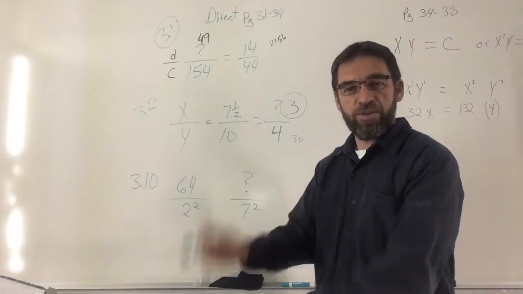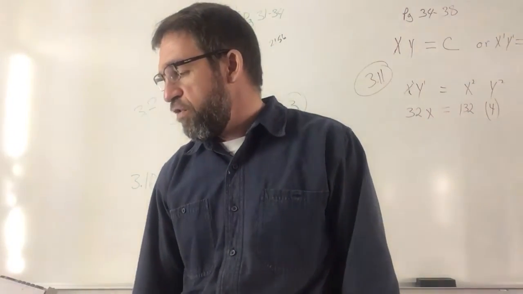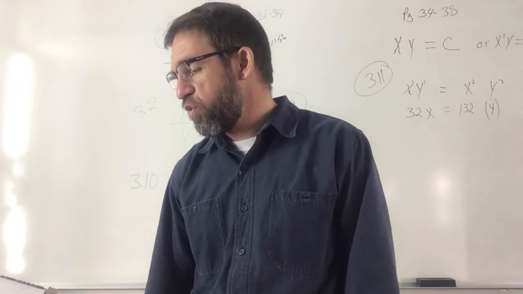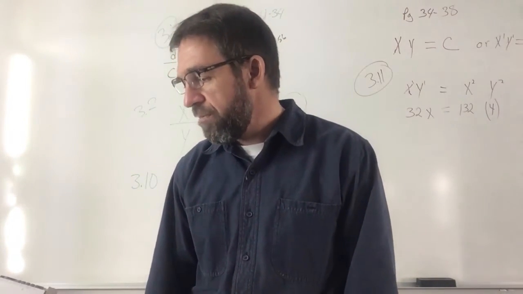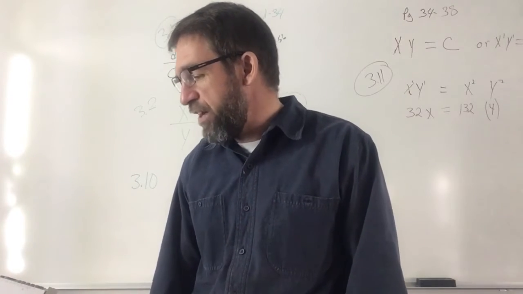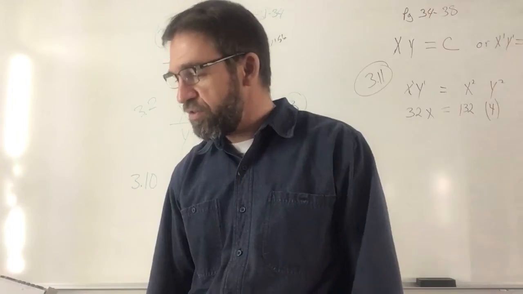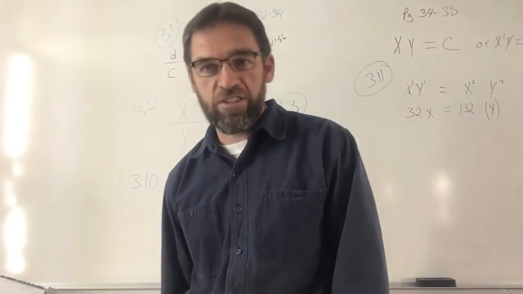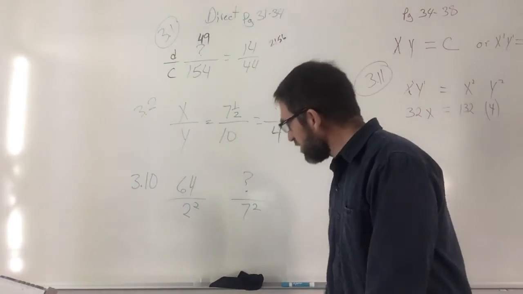Sorry. 310. Last one. The distance a body falls from rest varies as the square of the time the body is falling. Wow, you don't want to fall. Okay, hang on, if you're up high. If a body falls 64 feet in 2 seconds, how far will it fall in 7 seconds? I'm telling you, it's going fast.